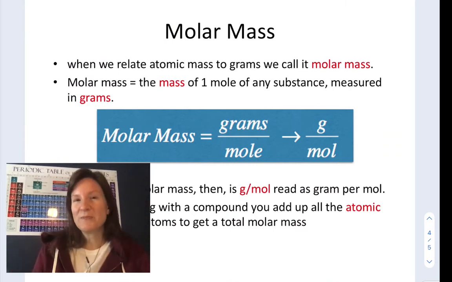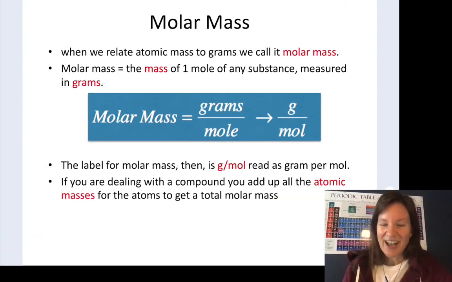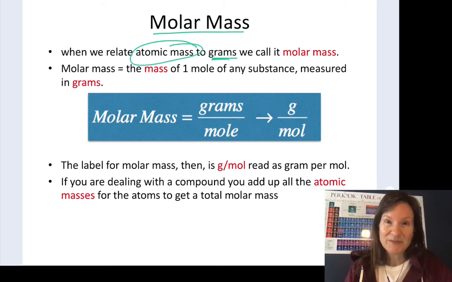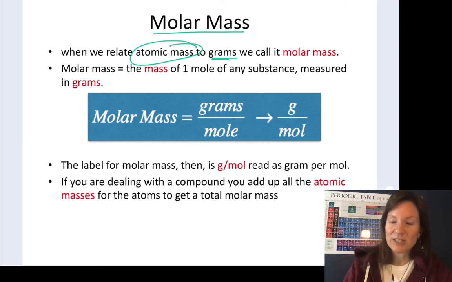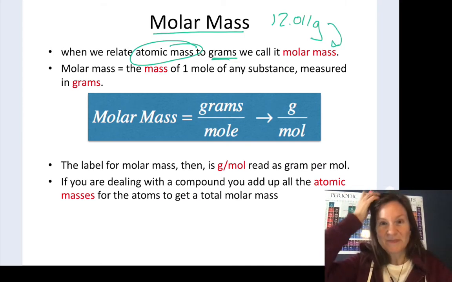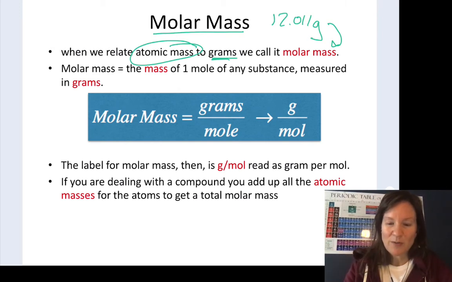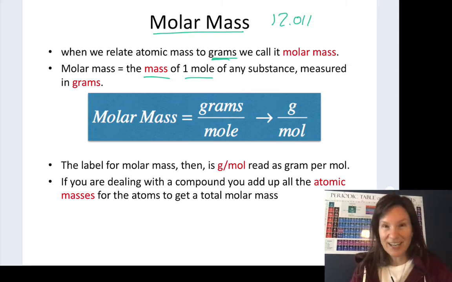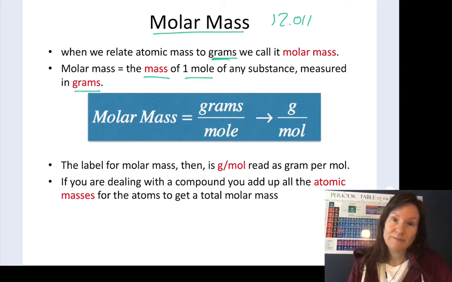So molar mass, this amazing term. Molar mass is what we call atomic masses that we're reporting in grams. So if I look at atomic mass, the atomic mass of carbon is 12.011. If I then talk about that being the grams of carbon, that becomes the molar mass. The general term of what molar mass means is the mass of 1 mole of any substance that I measure in grams.